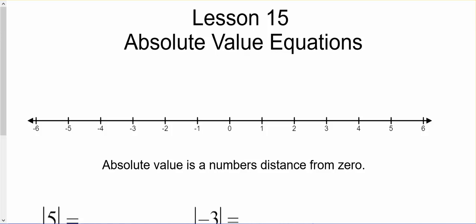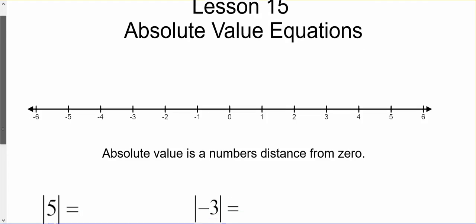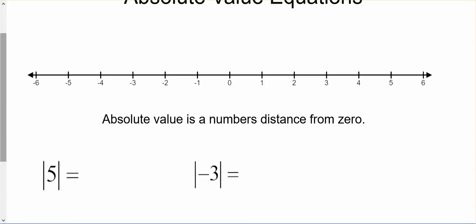Alright, this is lesson 15, solving absolute value equations. So what does it mean when we have an absolute value? An absolute value is asking something's distance from 0. So if we wanted the absolute value of 5, we would say, how far away is 5 from 0? And that distance is always going to be positive.